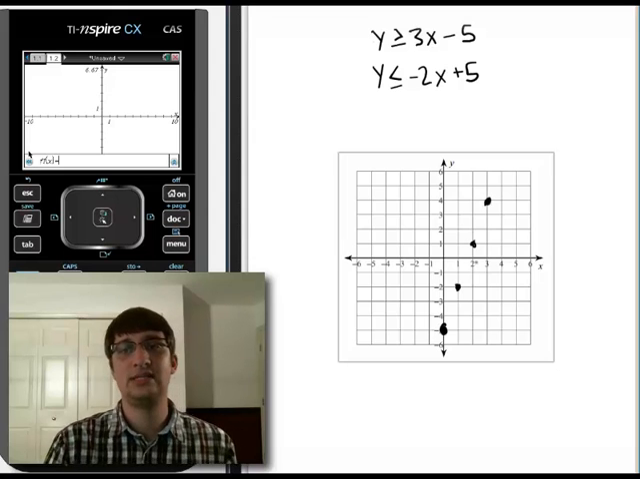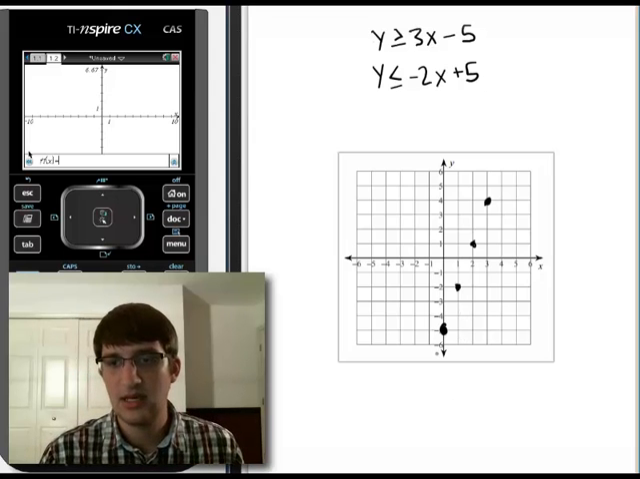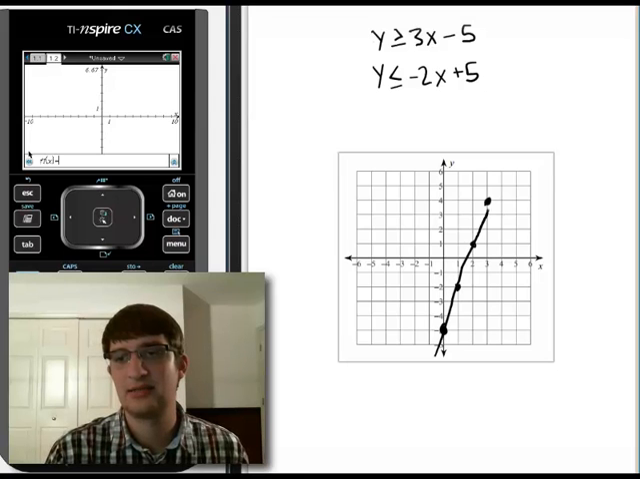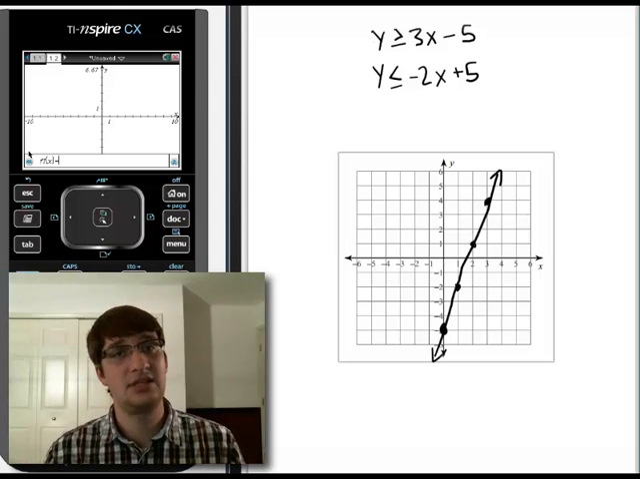Alright, once I get my points down, I'm going to have to ask myself if it's going to be a solid or a dotted line. This is going to be a solid one. And again, don't make fun of me, I'm going to try my best to get a straight line. Alright, awesome. So that's the first one. Let's look at the next one.